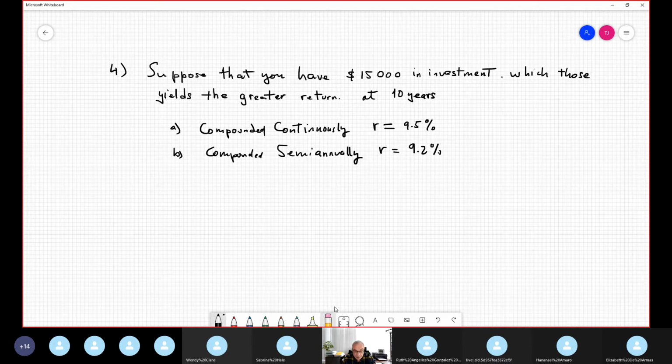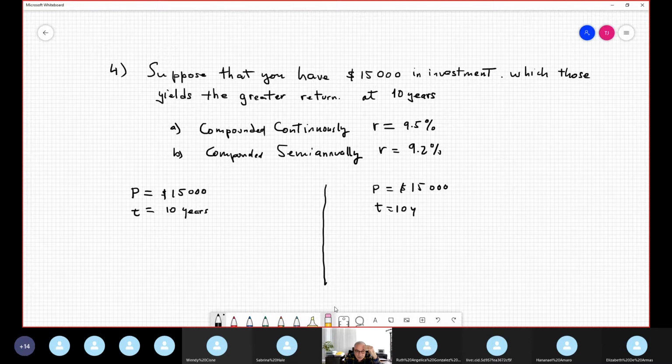Okay, so we have two problems actually. I need to compare. In the first problem, the present value is 15,000. And the second option is the same. It's the same investment. I need to compare two conditions. But in both, the time is similar, 10 years. And the thing that changes is the compounding.